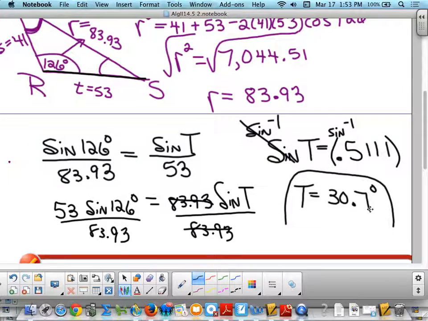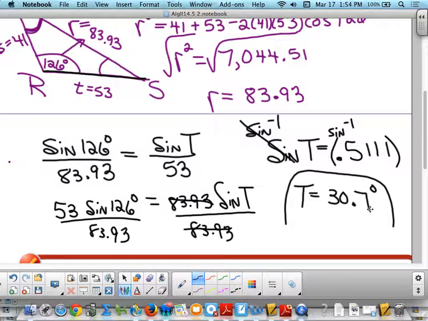That problem made you do law of cosines to find R, and law of sines to find T. It's a complex problem. Here comes law of cosines again, but side, side, side. This one's the one everybody gets wrong.